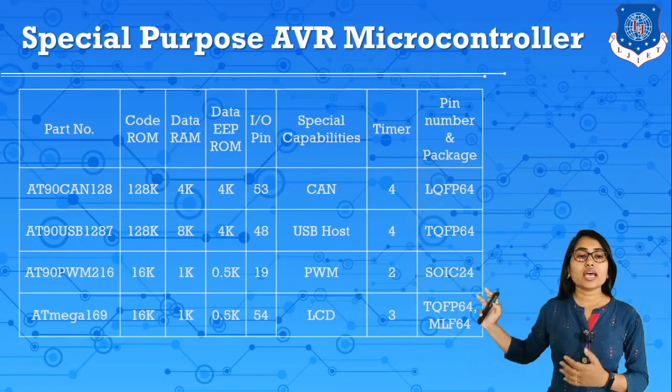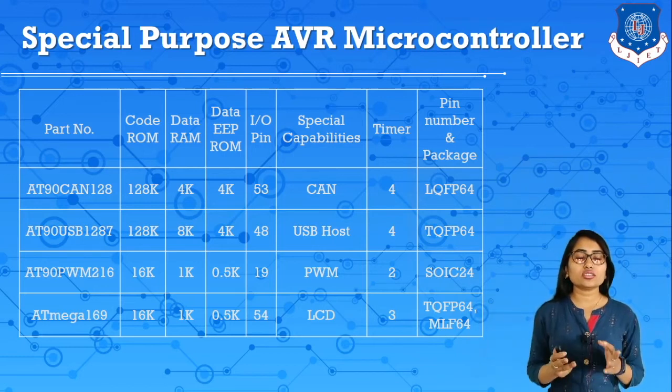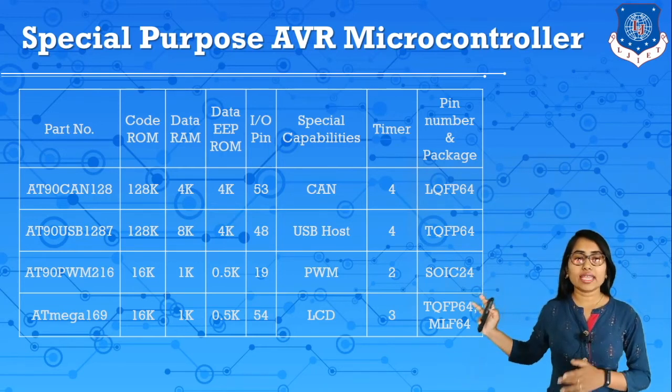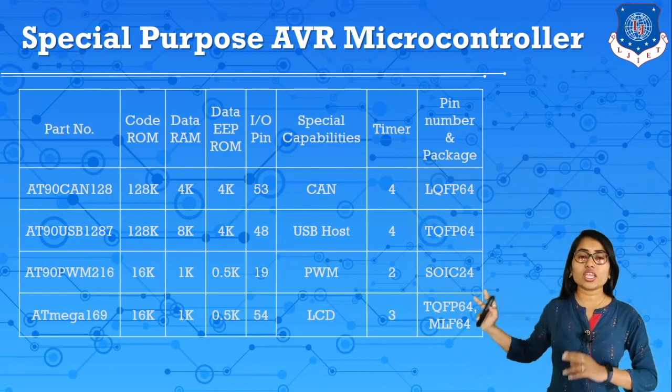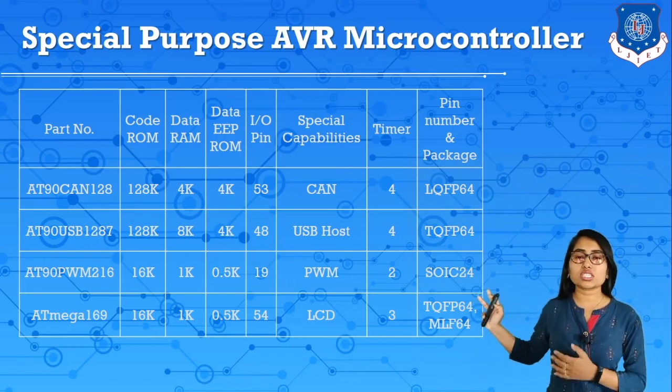LQFP64 package. Then this AT90USB1287, so for USB transfer this IC is used, okay. So it has a ROM of 128K, RAM of 8K, EEPROM of 4K. It has a total 48 IO pins and it has a special capability of USB host. It has 4 timers and is available in a TQFP64 package.